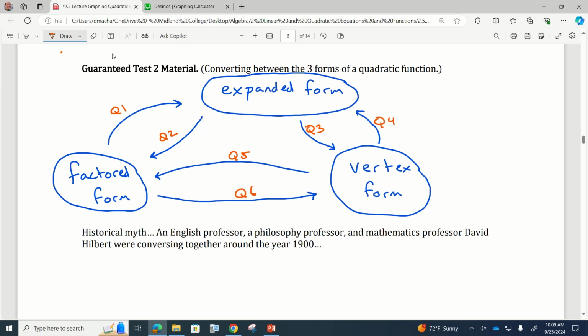So he says to an English professor, "What is poetry?" And the English professor says, "Well, poetry is the art of giving the same object different names. A good poet knows that there's many ways to describe the same thing, and you choose the best description to fit the context of the poem." And the philosopher says, "Wow, that's a really great response. I never thought of poetry that way." And then the philosophy professor turned to the math professor and he says, "What is mathematics?"